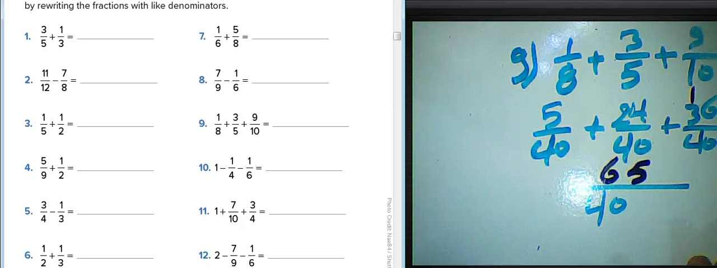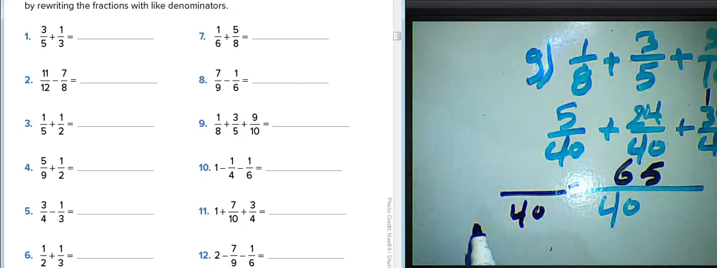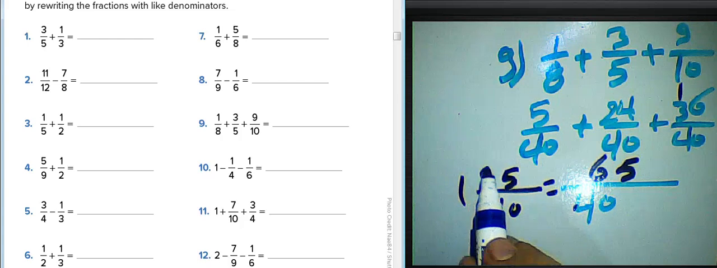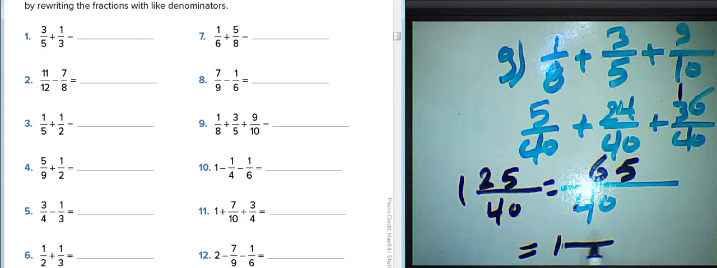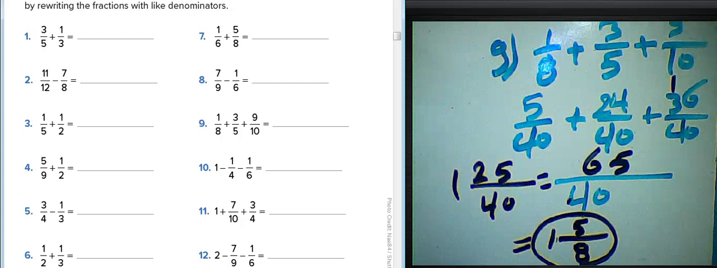65 over 40. We can simplify or convert from an improper fraction to a mixed number. We have 1 as the whole number, and 65 subtracted by 40 equals what? 5 minus 0 equals 5, 6 minus 4 equals 2, so 25. And then we can complete it by dividing by 5. 40 divided by 5 equals 8, 25 divided by 5 equals 5. The result will be 1 and 5 over 8.